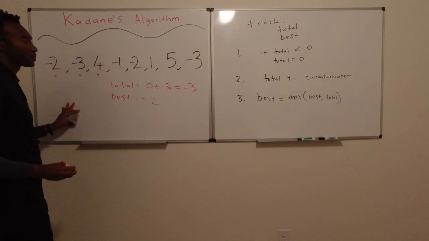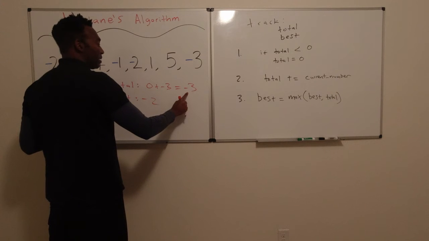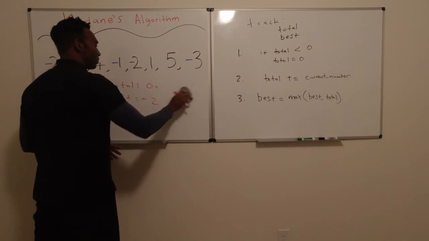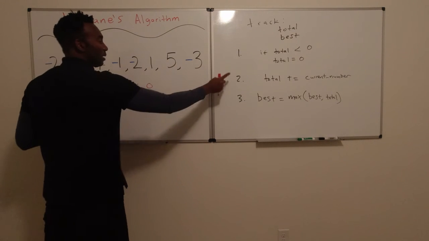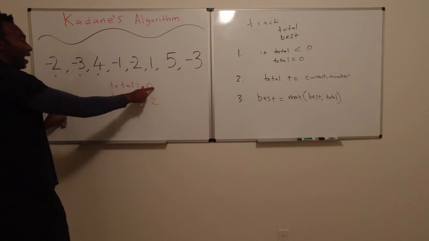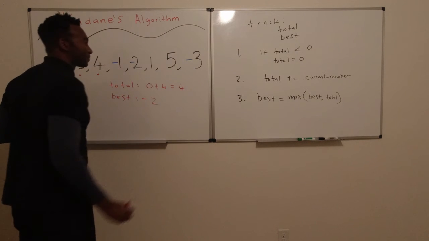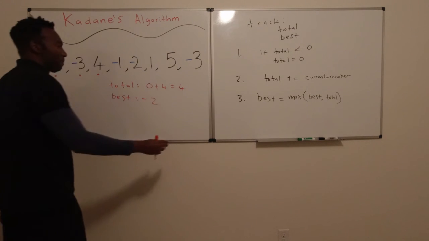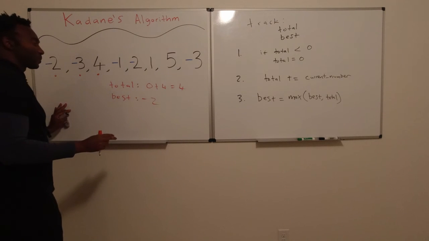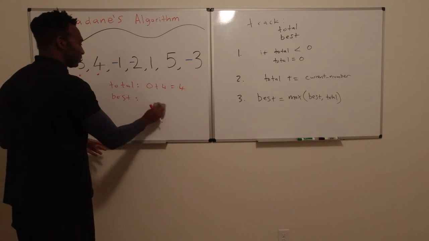Next number, we have 4. Is our total negative? Yes, it is. Because of that, we're going to set our total equal to 0. Next step we have is to take our total, which is 0, and then add that to 4. 0 plus 4 is going to give us 4. Next step, you take the max between your best, which is negative 2, and 4. When you do that, you're going to get the value of 4.